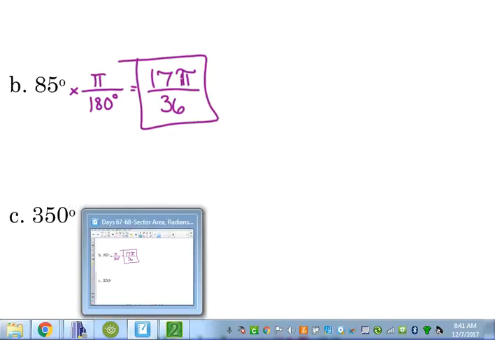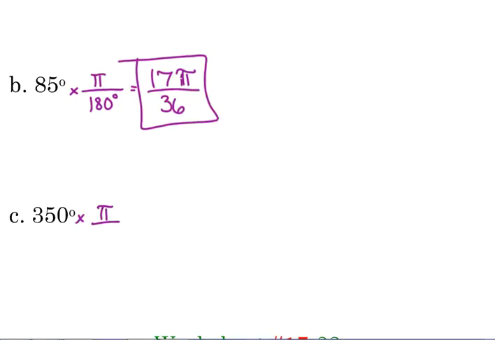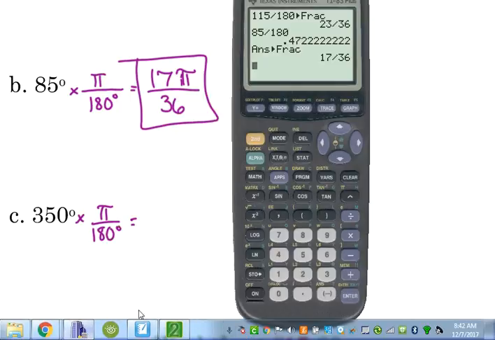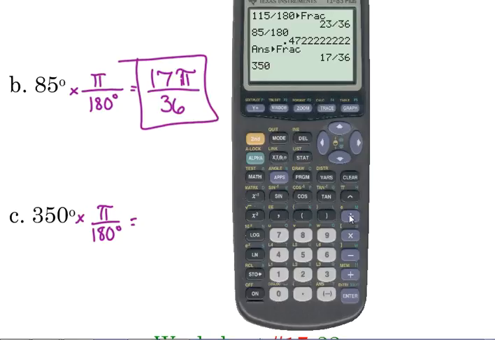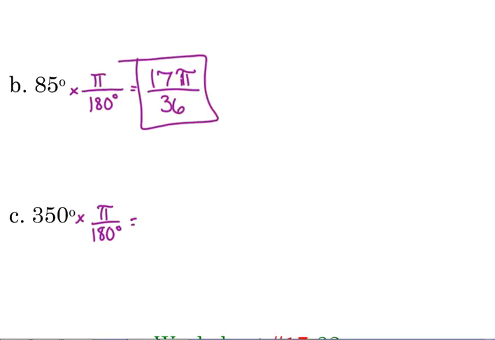So 350 over 180, make it a fraction, 35 pi over 18. Okay, so we multiply by pi over 180, but we don't multiply out the pi. We just simplify the number divided by 180, turn it to a fraction, put the pi back on the top. Okay, that's all we got to do.